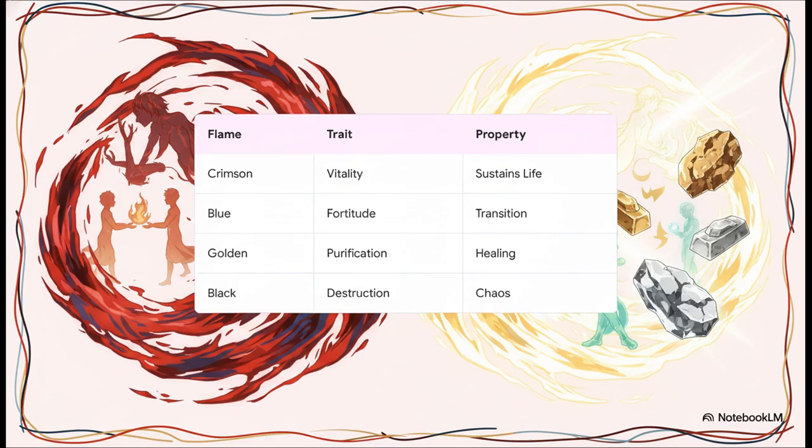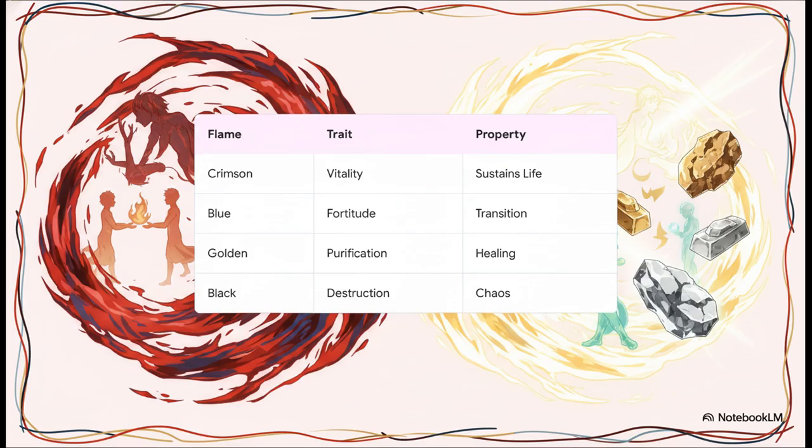First up, we have the crimson fire. Its core trait is vitality, specifically warmth. It's that perfect balance between heat and cold that literally sustains life. It's the warmth circulating in our blood, and emotionally, it's tied to passing on your will or your legacy.